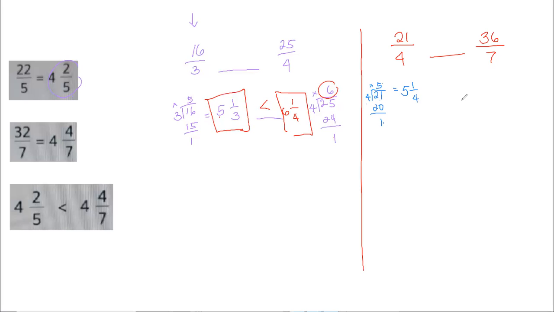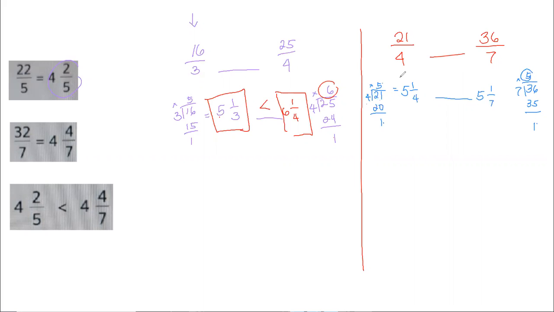On the other hand, this one right here, 36 divided by 7, you have 5. 5 times 7 is 35. And then 36 minus 35 is 1. So your remainder is 1, and you have 5 and 1/7. 5 for the whole number, remainder is 1/7.